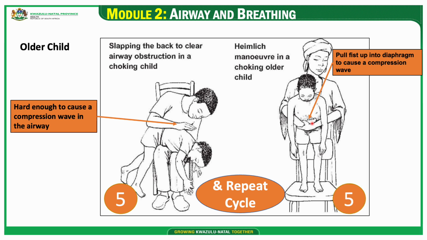You do that 5 times, and if that doesn't dislodge the foreign body, then you go back to back slaps. Then you alternate between back slaps and the Heimlich maneuver until either the foreign body is removed or the patient loses consciousness, in which case you proceed to CPR.